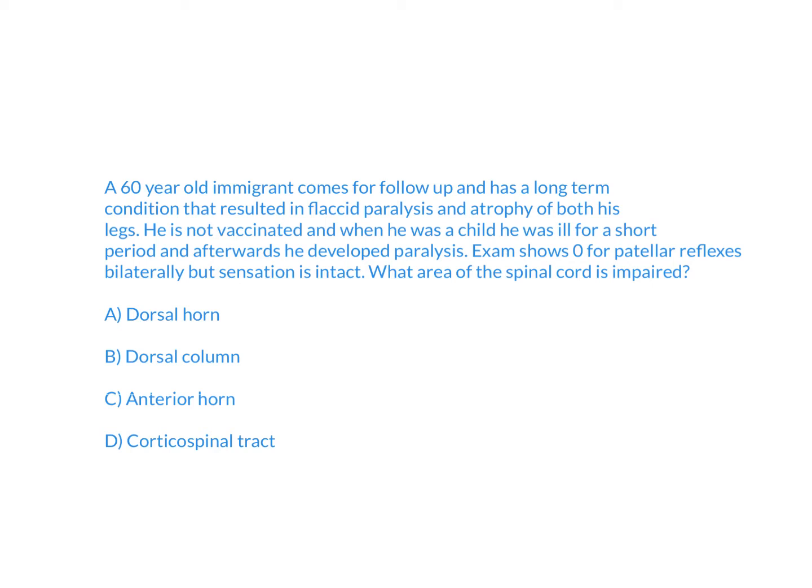So in this question, we have a 60-year-old immigrant coming in for follow-up, has a long-term condition that resulted in flaccid paralysis and atrophy of both of his legs. He is not vaccinated, and when he was a child, he was ill for a short period, and afterwards he developed paralysis. So exam shows 0 for patellar reflexes bilaterally, but sensation is intact. What area of the spinal cord is impaired? A is dorsal horn, B is dorsal column, C is anterior horn, and D is corticospinal tract.